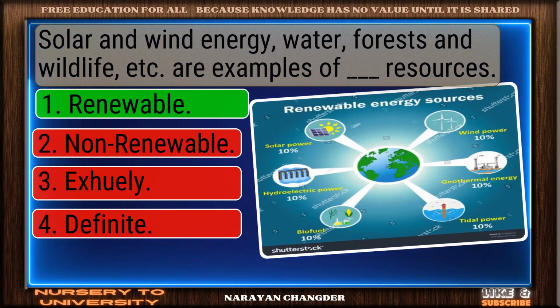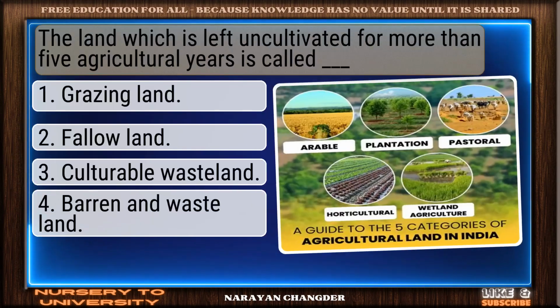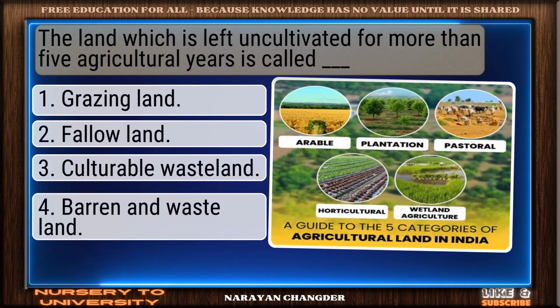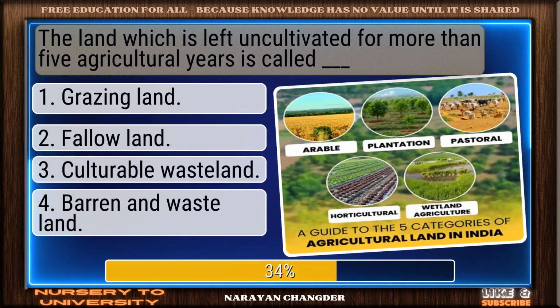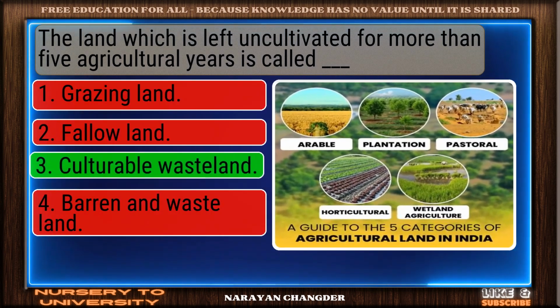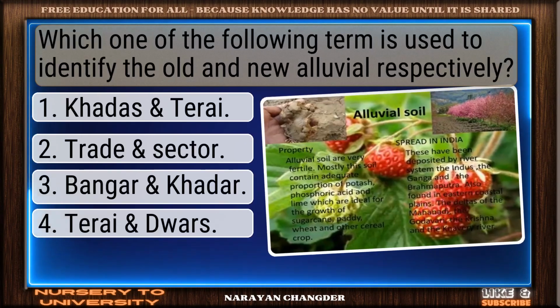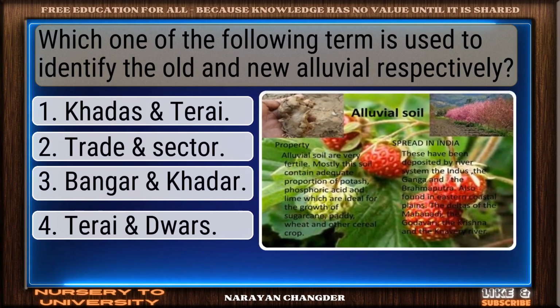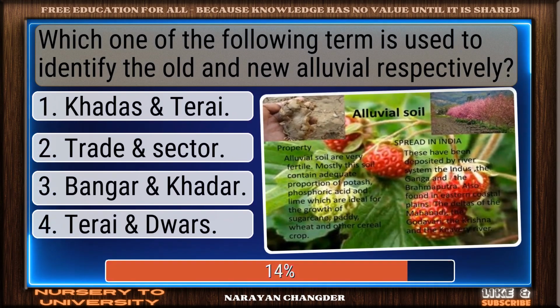You got it. Renewable fits. The land which is left uncultivated for more than 5 agricultural years is called dash. Nice selection. Culturable wasteland is correct. Which one of the following term is used to identify the old and new alluvial respectively?